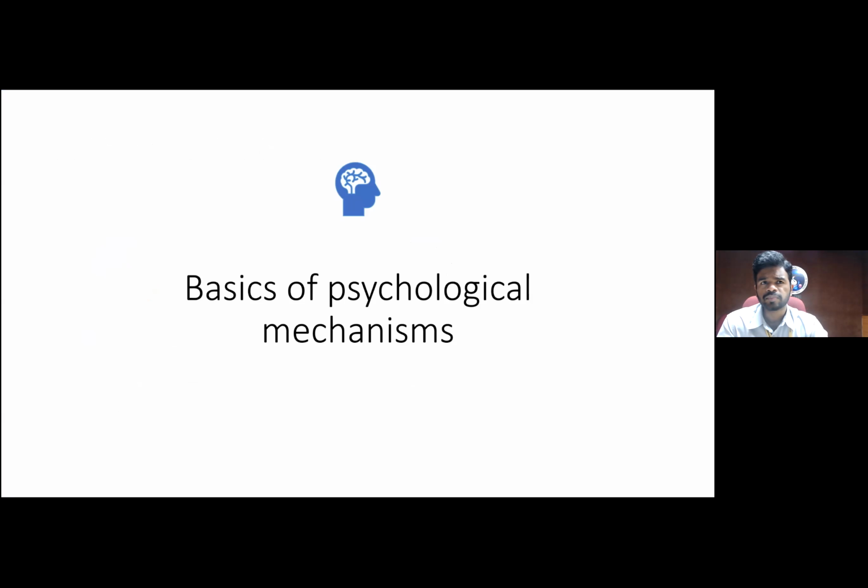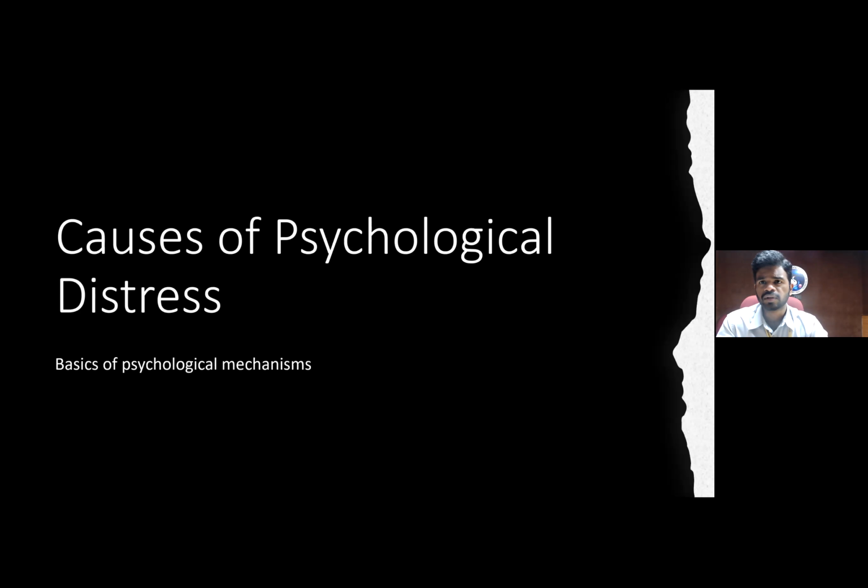So, first, going on to the basics of psychological mechanisms. When I say basics of psychological mechanism, it means when a person goes under a distress, right? You tend to go through certain mechanisms in your brain which will help you to come out of it, to fight through it, right? So to begin with, there are certain causes which cause this distress. Once you know the causes, you will be able to fight the distress better.